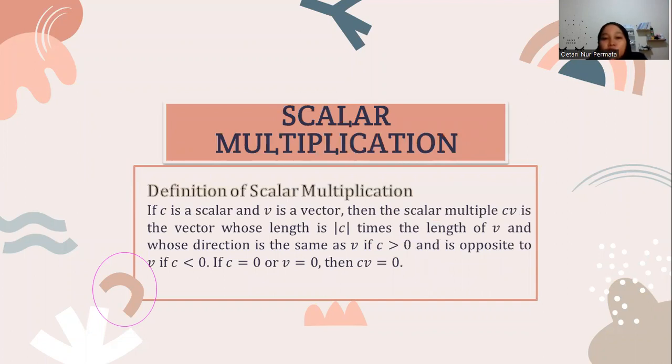Definition of scalar multiplication. If c is a scalar and p is a vector, then the scalar multiple cp is the vector whose length is c times the length of p and whose direction is the same as p if c is positive and is opposite to p if c is negative. If c equals 0 or p equals 0, then cp equals 0.